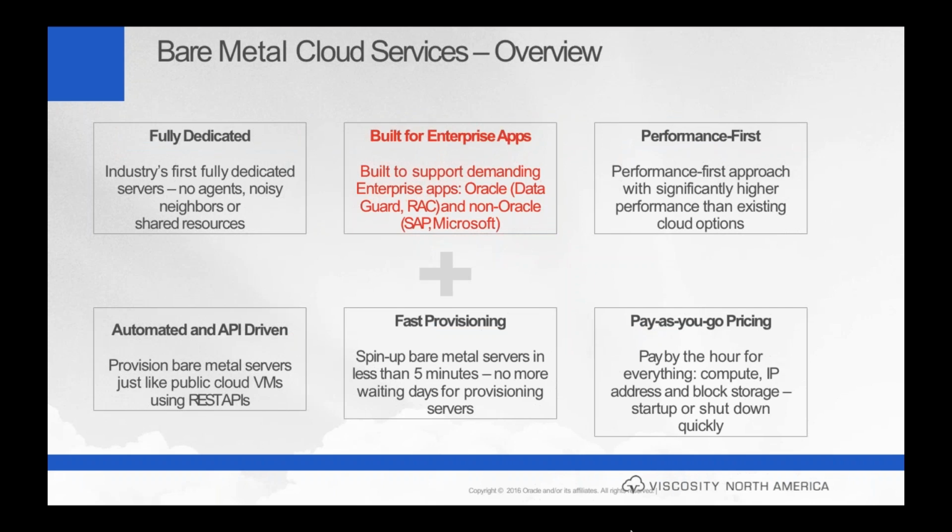So bare metal cloud services, an overview. What are the different benefits and characteristics of bare metal? Well, it's fully dedicated. It's the industry's first fully dedicated servers. There are no agents. There are no noisy neighbor issues like you get with other infrastructure as a service implementations. It's your hardware. You can do what you want with it. There are no shared services, and it's really built for enterprise apps.